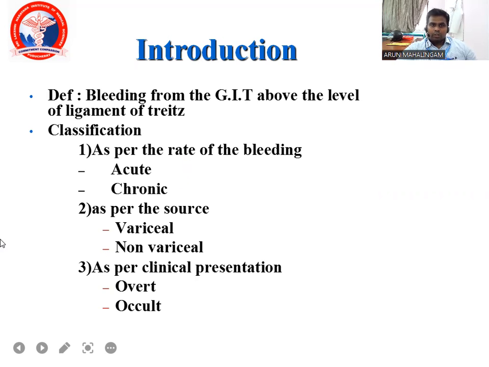It is classified as per the rate of bleeding. It can be acute or chronic. As per the source, it can be variceal and non-variceal, and as per clinical presentation, overt and occult. Mostly for clinical reasons, we'll be taking it as a variceal upper GI bleed and/or a non-variceal upper GI bleed.